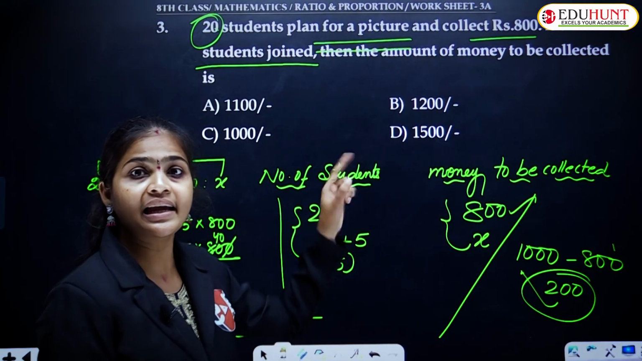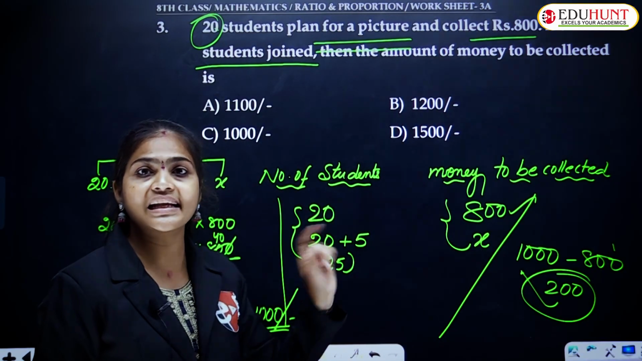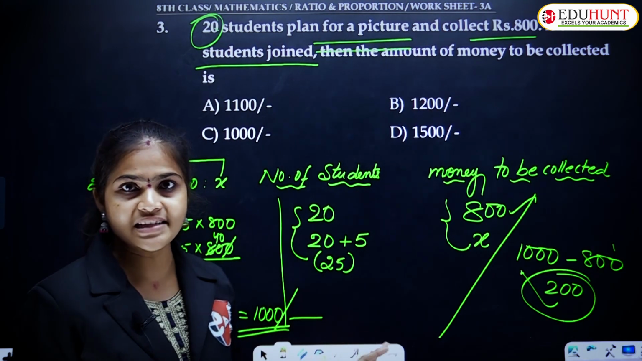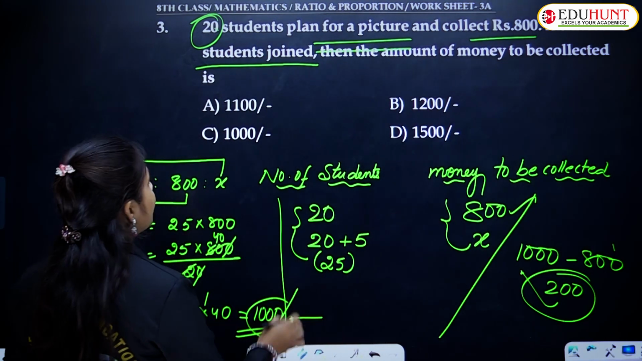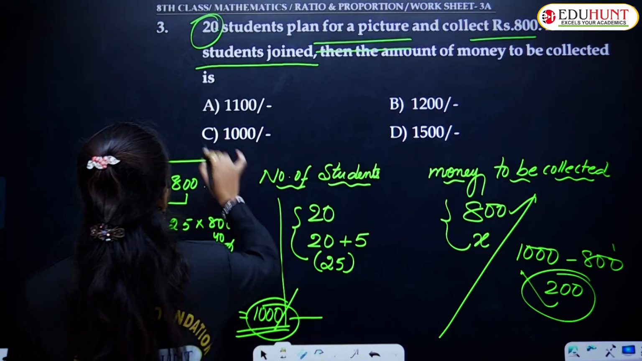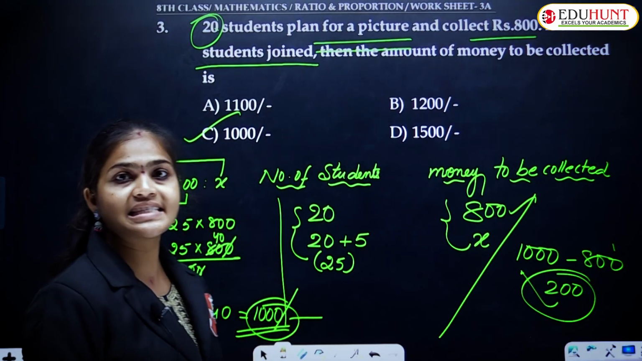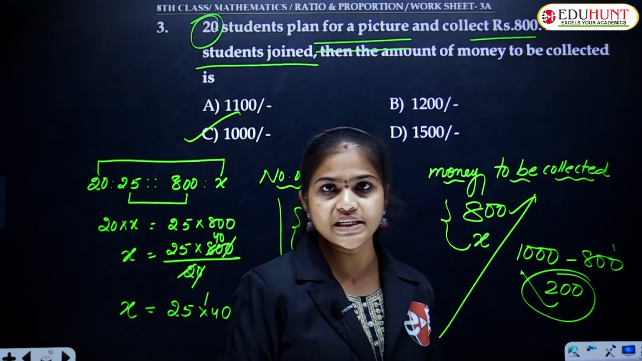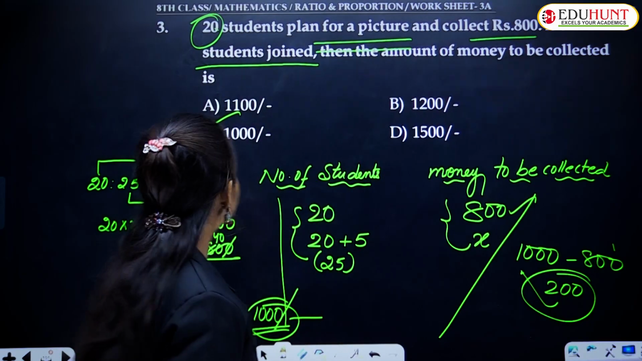But here they are asking in total, what is the total collected money. That's what they asked here. Don't be confused. So here the answer is 1000. Which option is correct? Here option C is correct, that is 1000 rupees. Understand? Let us see the next question.